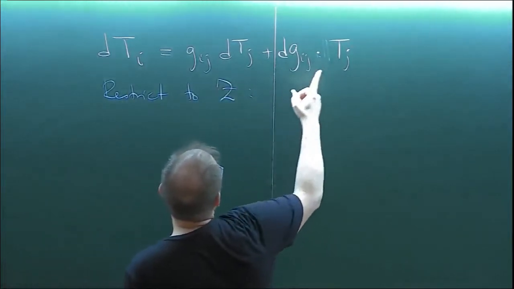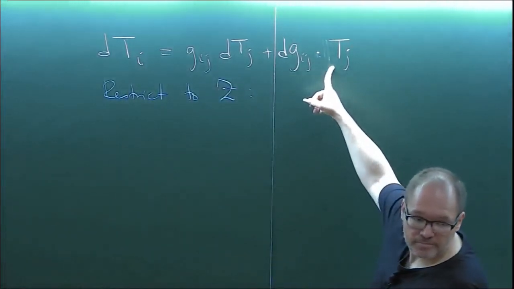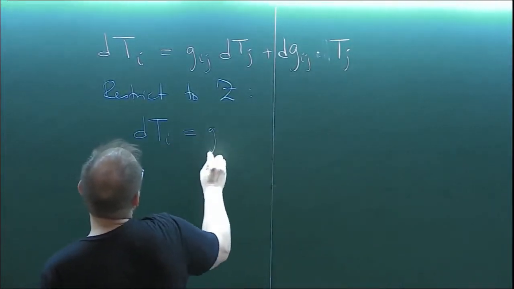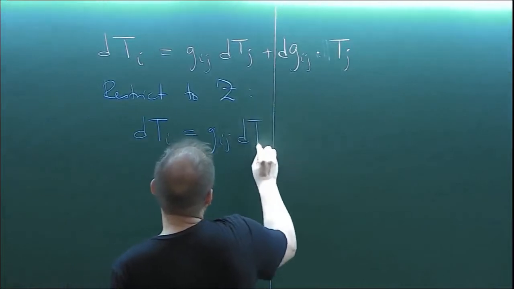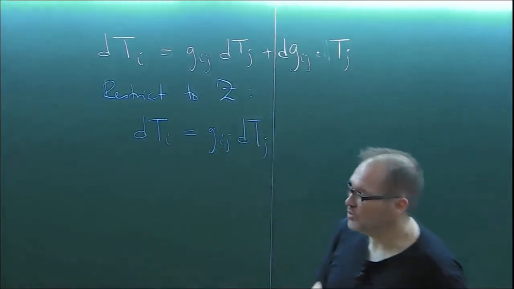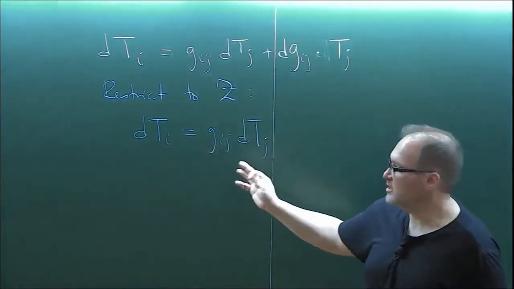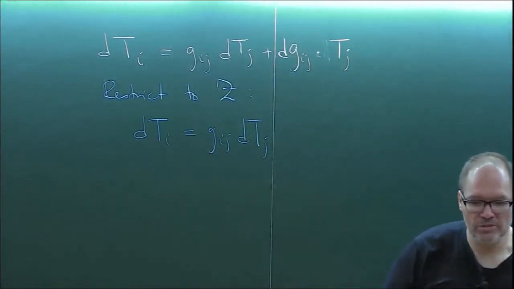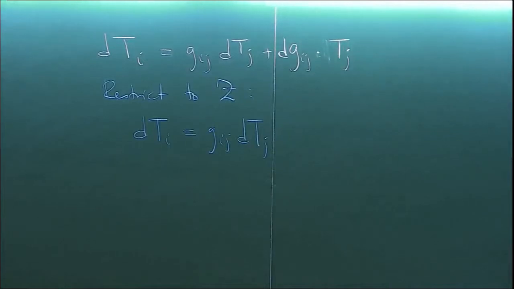So if you restrict to Z, then this Tj vanishes. Right? So you get dTi is Gij dTj. However, this now looks like a section of L, except that it's not a function anymore, it's a one form. So now it's actually a section of this vector bundle, L tensor T star of X, restricted to Z.